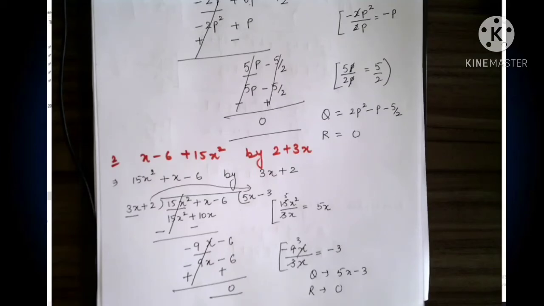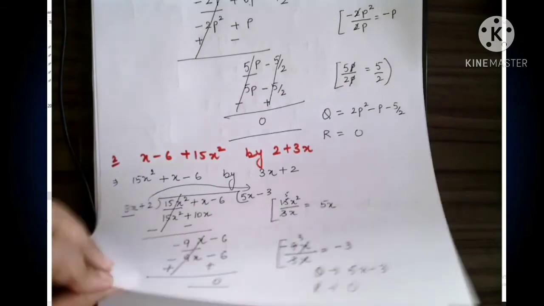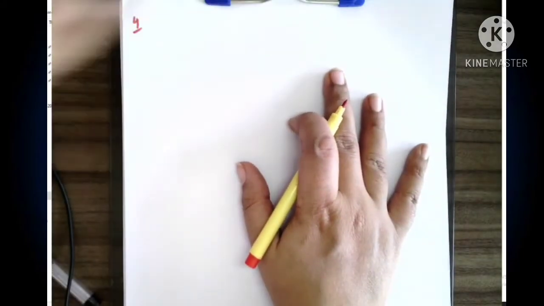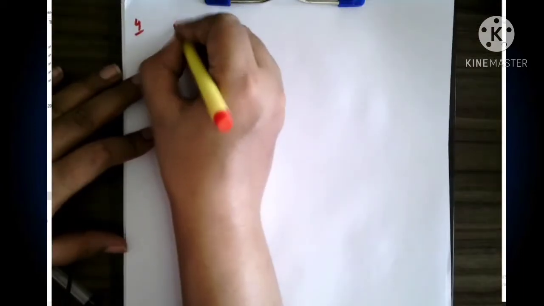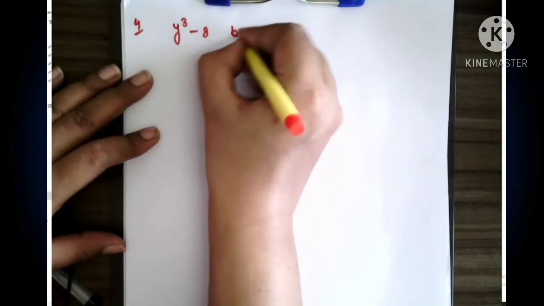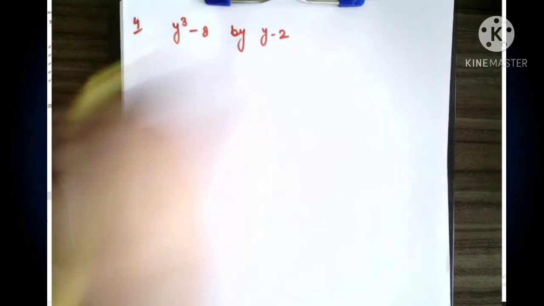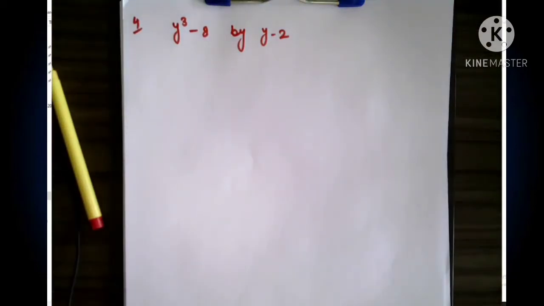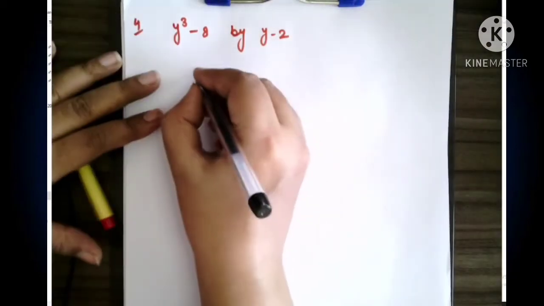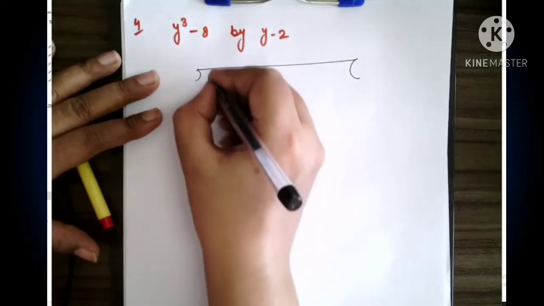Now I am moving to question number 4. Very, very important. Okay? In this video we will complete till question number 4. Question number 4 is y cube minus 8 by y minus 2. The question is simple, but one thing we have to keep in mind. You will see students, here terms are missing.